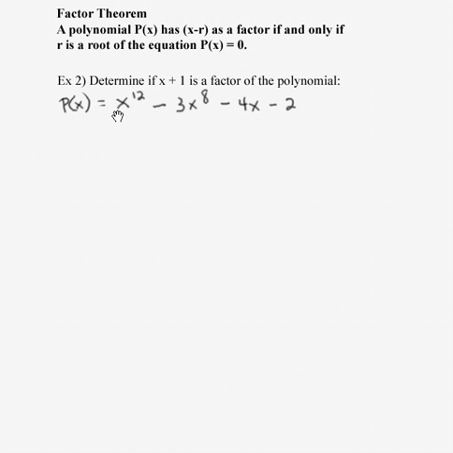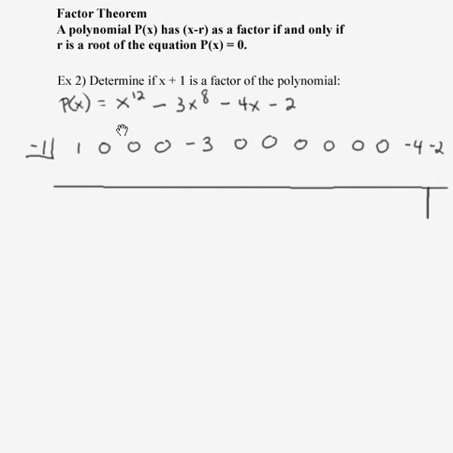So let's say p of x is x to the 12th minus 3x to the 8th minus 4x minus 2, and we want to find out if x plus 1 is a factor. So let's set up synthetic division. We have a lot of placeholders here. 1 for x to the 12th.